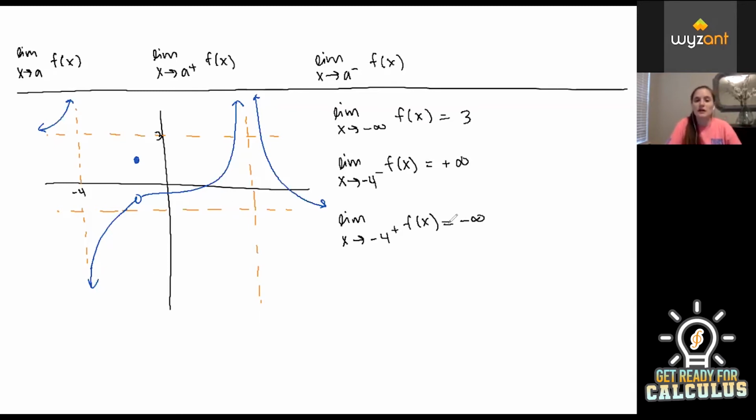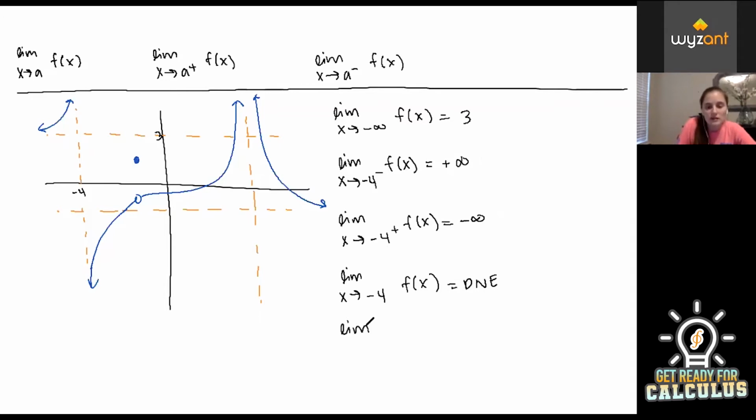So it's really important that you specify which side you're talking about if it goes to different values, because in order for the limit as x goes to -4 to work, it has to match on the left side and the right side. So these two numbers need to be equal, and then that's what it would be here. But since they're not equal, we're just going to write DNE for does not exist.